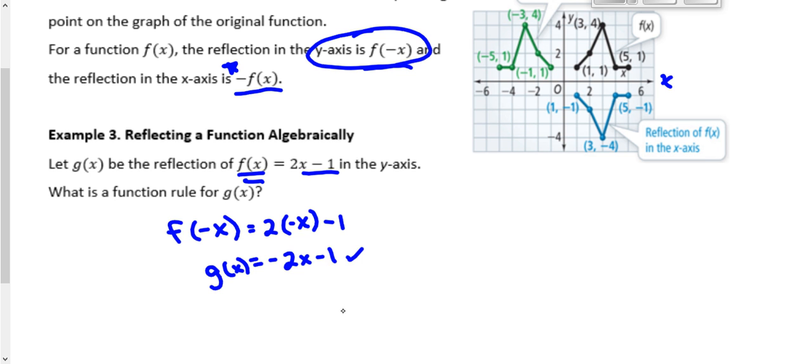Okay? If we were to graph these side by side, which I wish I would have put a graph here, we would see that this is a reflection of that across the y-axis. This graph was an increasing slope. This graph has a decreasing slope. Their y-intercept didn't change. We didn't move it up or down. We just changed the direction that it was headed.